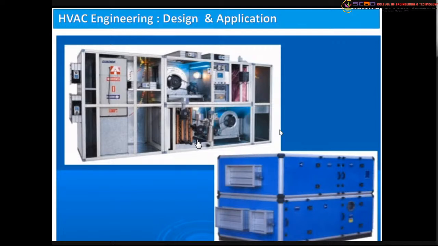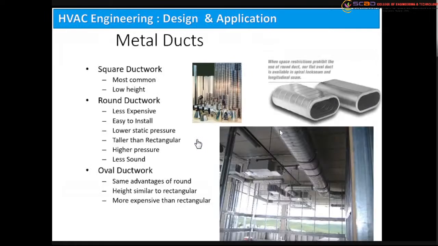Okay, I think you got an idea of air handling units. Now we go to the metal ducts. These are metal ducts, which you can see with the AC equipment on the ceiling, which is supplying air to the ducts, to the respective areas and terminals.